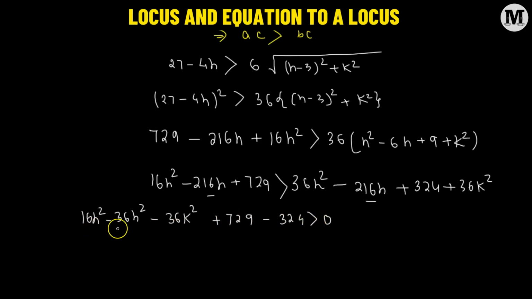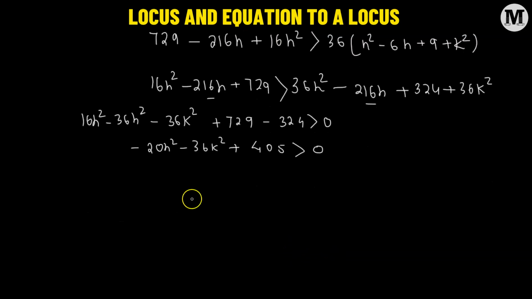Now 16h squared minus 36h squared, that's going to be negative 20h squared minus 36k squared. Then we have 729 minus 324. That's going to be 405. So that's greater than 0. Now, if we multiply each side with negative 1, we follow the same rule for inequality. We're going to get 20h squared plus 36k squared minus 405. So this is going to be less than 0. The inequality sign will flip.